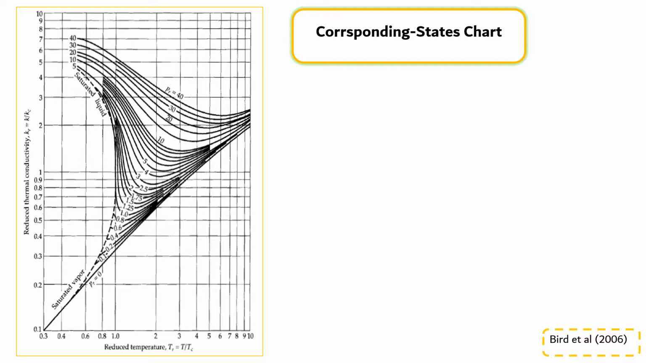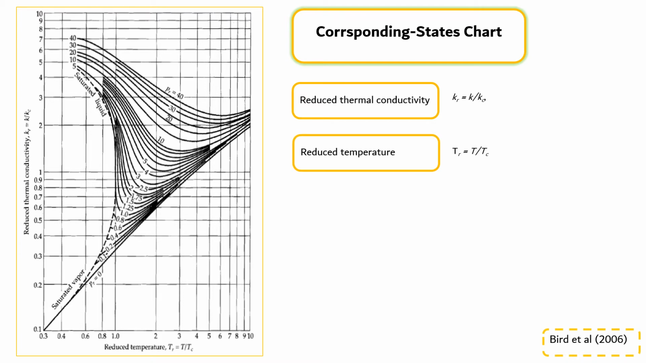This chart shows the relation between the reduced thermal conductivity, which is the thermal conductivity at pressure P and temperature T, divided by the thermal conductivity at the critical point. This quantity is plotted as a function of the reduced temperature and reduced pressure.